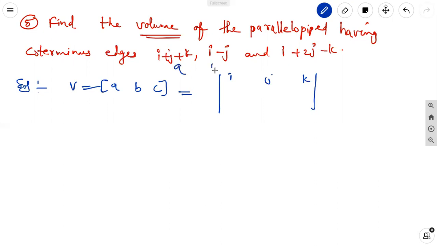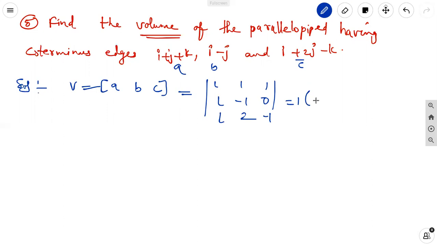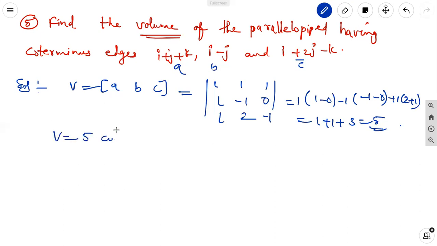It is A vector, it is B vector, it is C vector: 1, 1, 1, 1, minus 1, 0, 1, 2, minus 1. Find the determinant: 1 minus 0 minus 1 into minus 1 minus 0 plus 1 into 2 plus 1, equal to 1 plus 1 plus 3 equal to 5. 5 is the volume. Therefore, V equal to 5 cubic units.